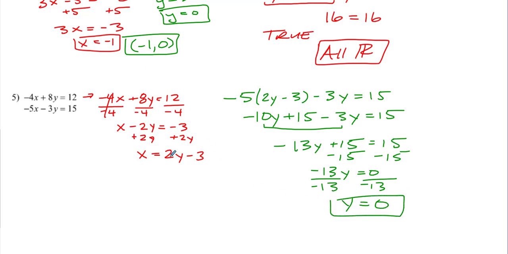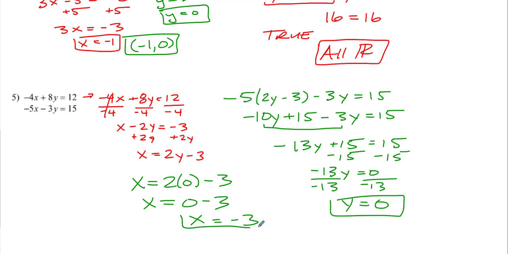Alright, let's go ahead and plug this into here. So we got x equals 2 times 0 minus 3. X is equal to 0 minus 3. We got x equals negative 3. Boom, that is my ordered pair. Negative 3, comma, 0. Don't forget your parentheses. And we are done. That is substitution. Remember, on the substitution, you got to show substitution.